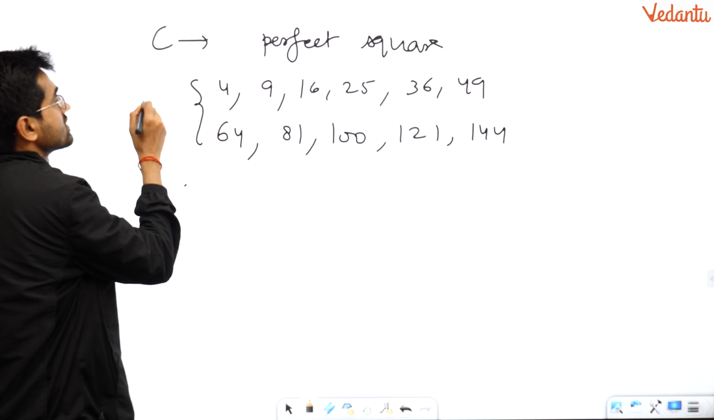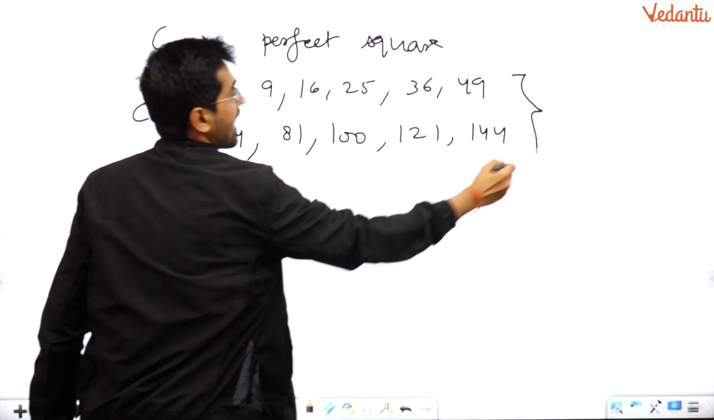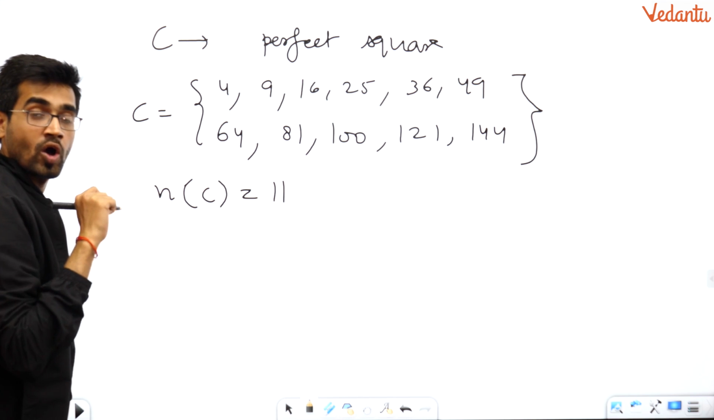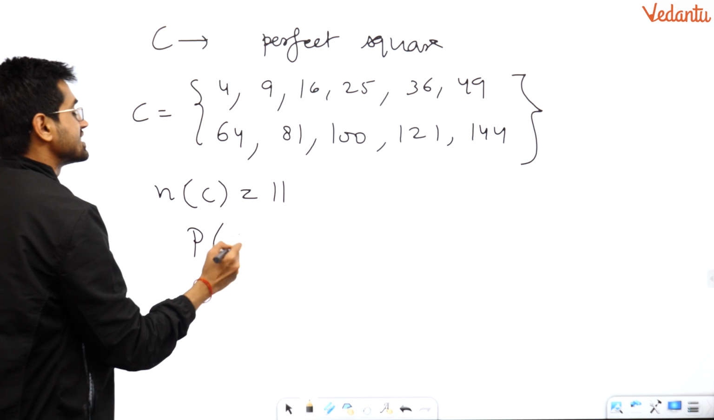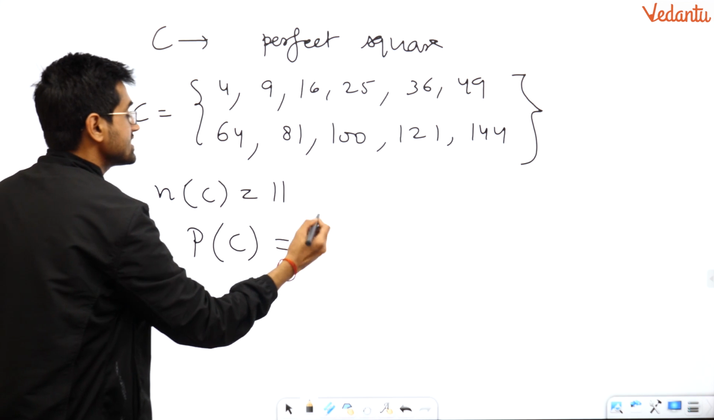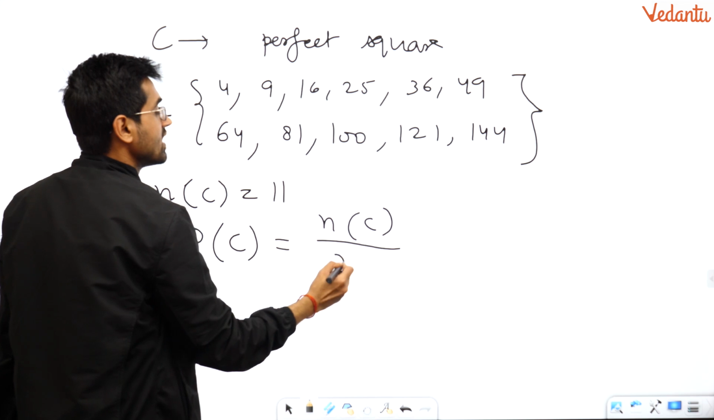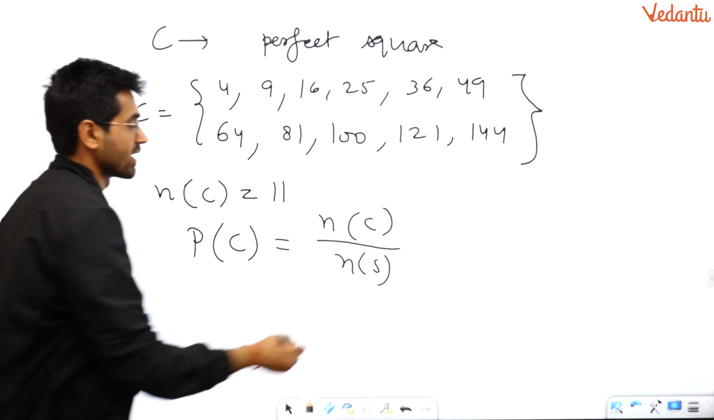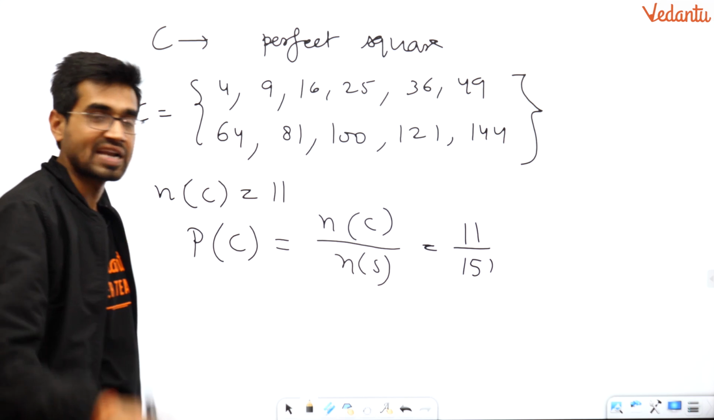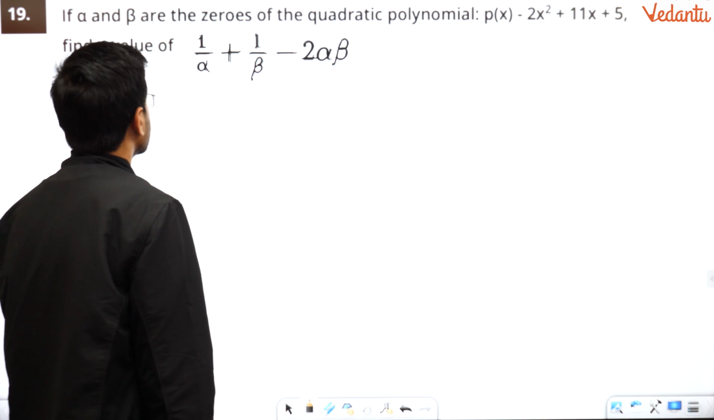This is my sample C set. So I have this number of elements in the C set. How many? 11. So the probability that the C event comes into play is just the number of elements in the C event upon the total number of the sample space, which is 11 by 151. I hope you understand this thing. Let us do the next one.